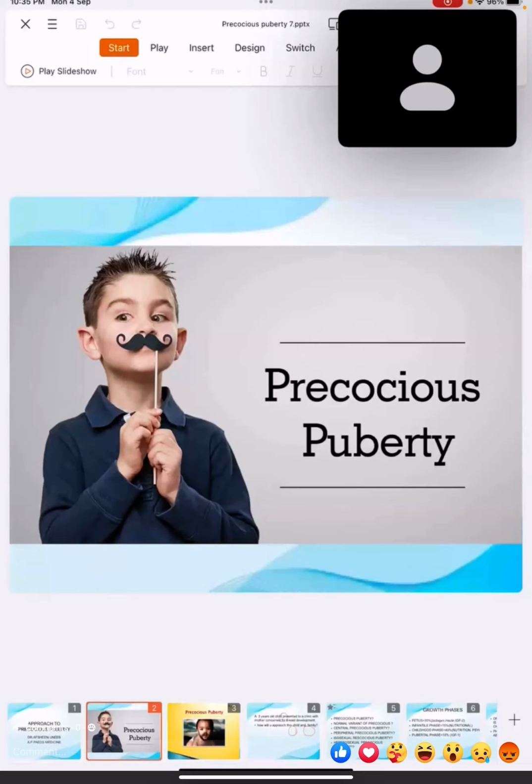So this is precocious puberty. What is the definition of precocious puberty? Is there any difference for the male and the female? Sana, please interact with me. You tell me what is the definition of precocious puberty.